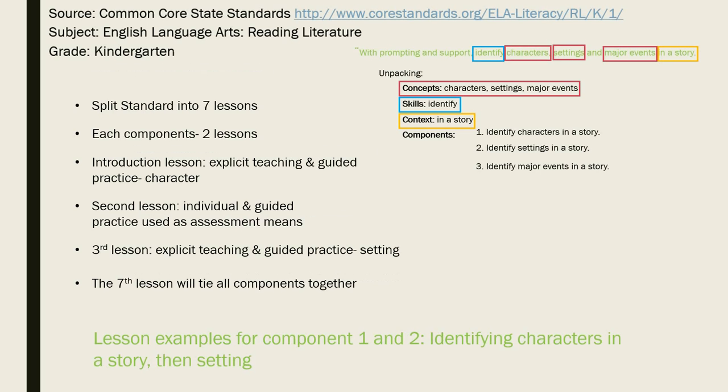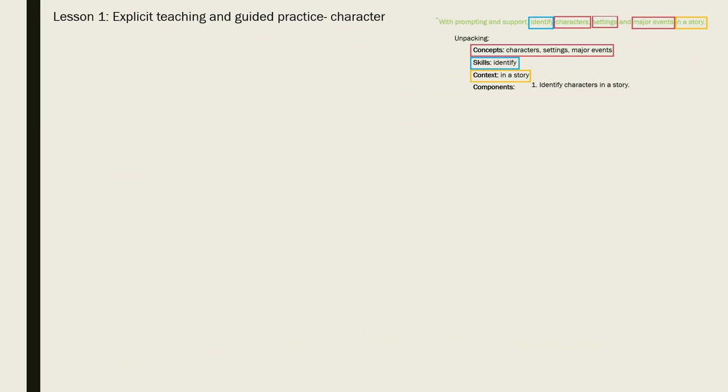So on this slide, I share with you how I will split my unit up. And you can see that today I'll be sharing with you the first 3 lessons of the unit. And finally, as my 7th lesson, I will tie all the components together. So for lesson 1, I'll be explicitly teaching and then moving into guided practice of identifying characters in a story. Throughout this presentation, you can look to the top right and it shows you the unpacking and the components.